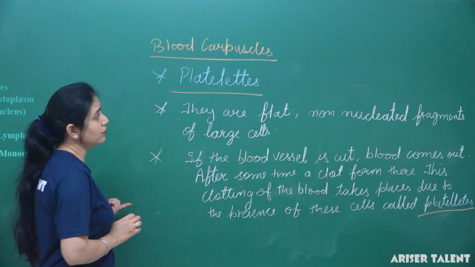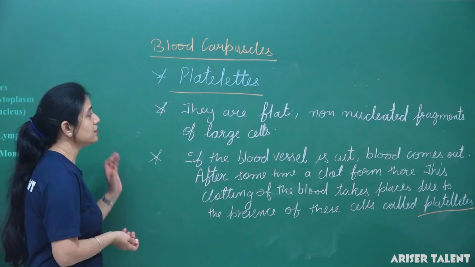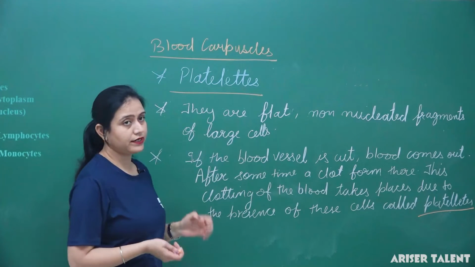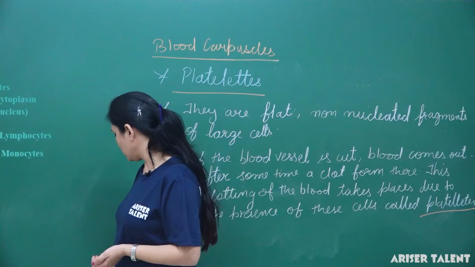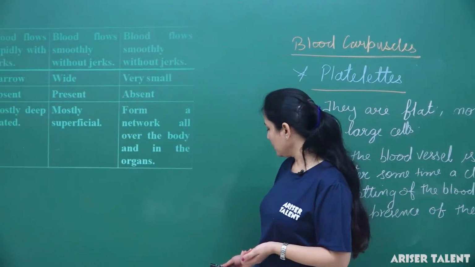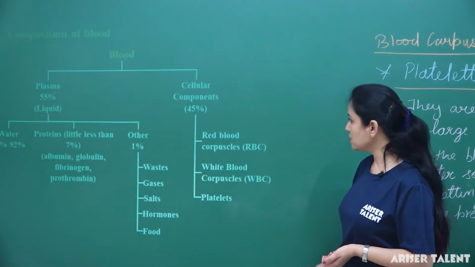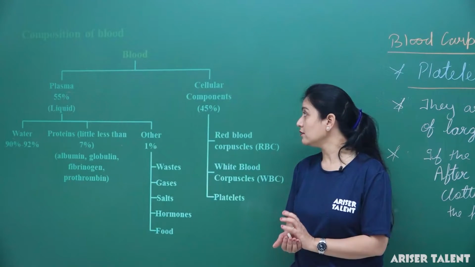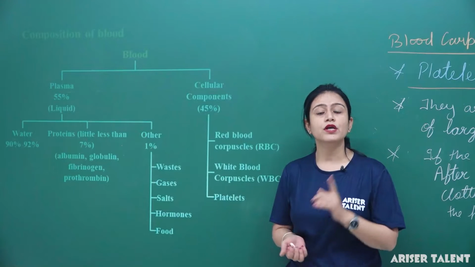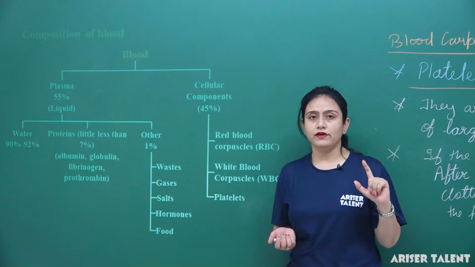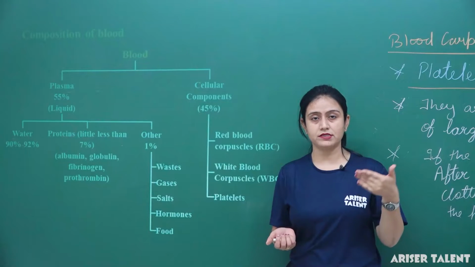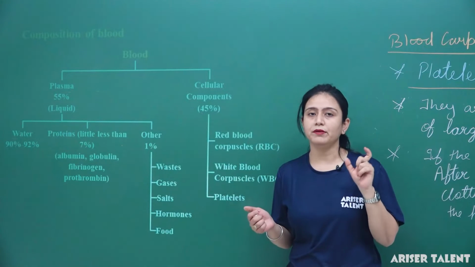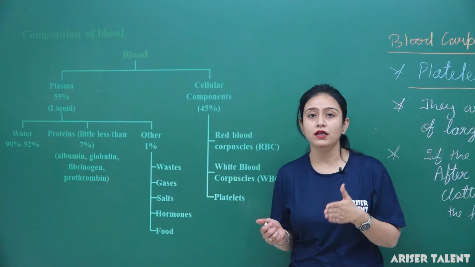Now here we discussed the blood corpuscles, three types of blood corpuscles. What were they? They were RBCs, WBCs and platelets. In my previous lecture, as I started the lecture, I told you about the components of blood. Blood has two components: plasma and blood corpuscles, also known as cellular components. I told you that the blood vascular system has three parts: blood, blood vessels and heart. So here the topic of blood gets completed. Now we will talk about the blood vessels.